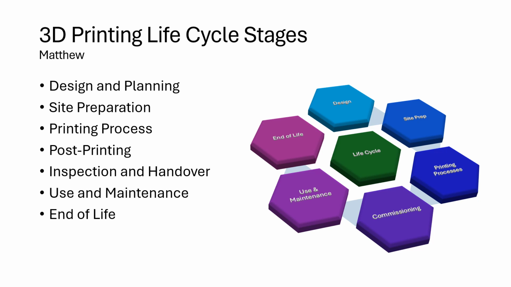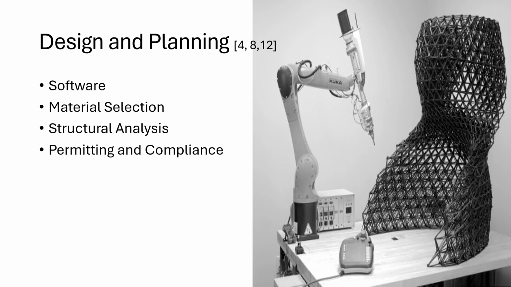Hello, my name is Matthew Sloan, and in this section, we're going to discuss the life cycle stages of 3D printing. Those stages include design and planning, site preparation, printing processes, post-printing, inspection and handover, use and maintenance, and the end of life. The major components of design and planning are software, material selection, structural analysis, permitting, and compliance.